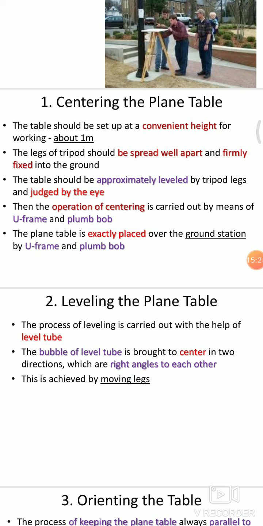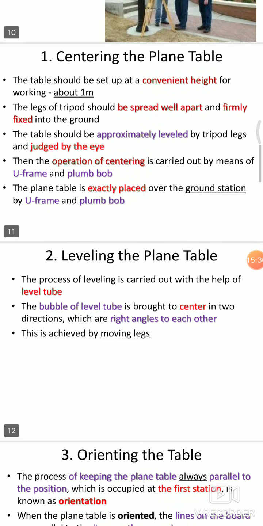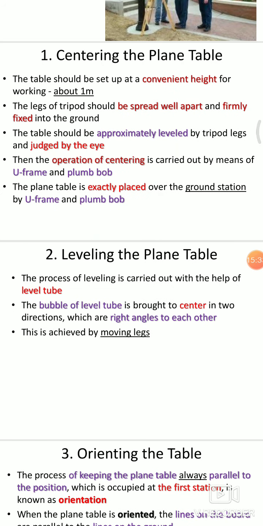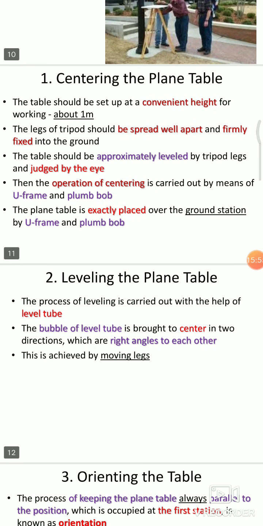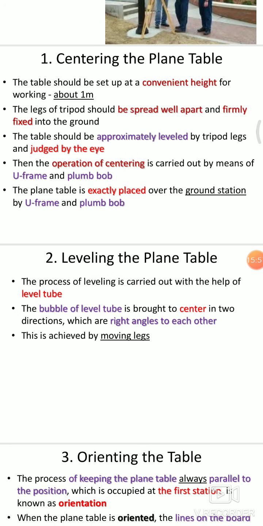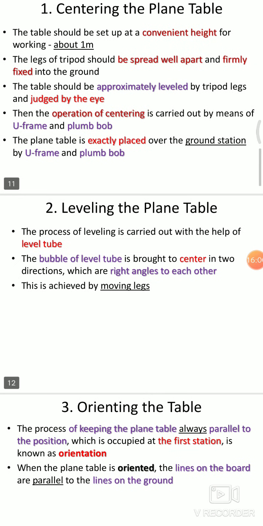Then the operation of centering is carried out by means of the U-frame and plumb bob. The station point which is marked or selected on the ground should be transferred onto the sheet. With the help of the U-frame and plumb bob, it is transferred to the sheet. This operation is called centering. The plane table is exactly placed over the ground station by the U-frame and plumb bob. So this is the centering procedure of plane table survey, or setting up the plane table.